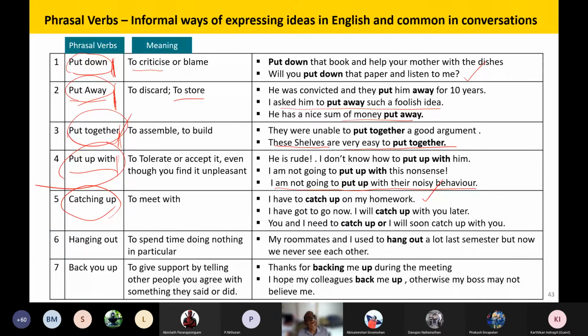Hanging out. What does hanging out mean? Anybody who can tell me? That's another word. So people will say, you will find, yeah, Abhishayan, yeah.